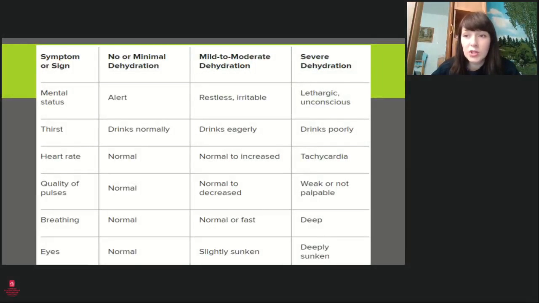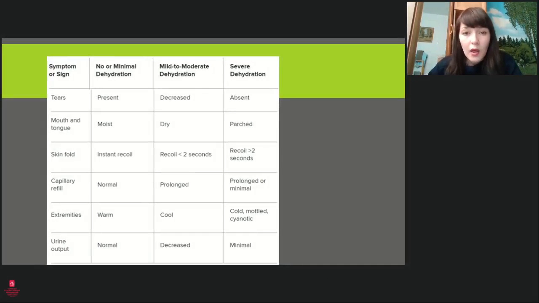And it is very important to know the symptoms of severe dehydration. In severe dehydration, mental status is lethargic or unconscious, thirst, drinks poorly, heart rate tachycardia, increased heart rate, and quality of pulses weak or not palpable, breathing deep, eyes deeply sunken, tears absent, mouth and tongue parched, skin fold recoil more than 2 seconds, capillary refill prolonged or minimal, extremities cold, mottled, maybe cyanotic, and urine output minimal.